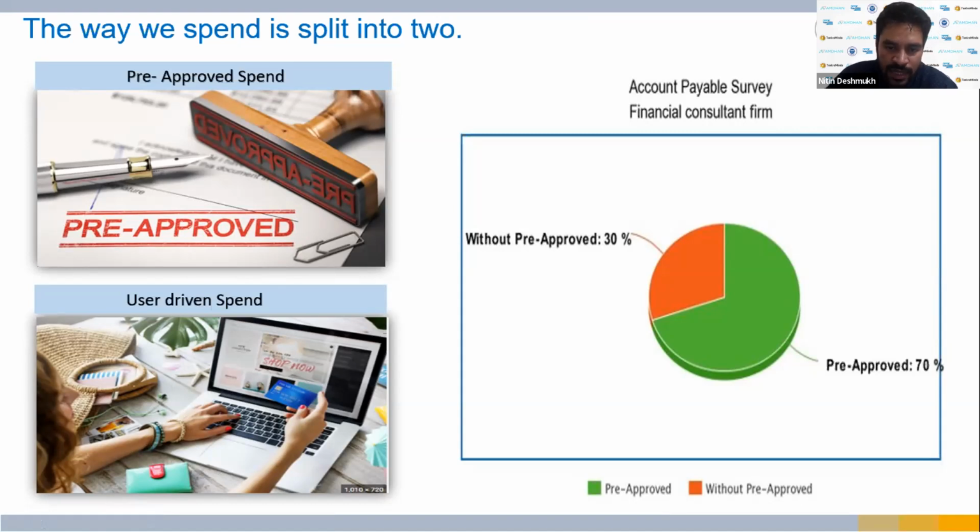In this slide, we can see there is an interesting survey from a financial consulting firm. They reviewed 2,000 users from different companies, and it shows that even in companies that have defined a policy with a defined pre-approval, still 30% of users are not following the procurement policy. They continue to purchase online and contact a supplier directly without raising a purchase order.